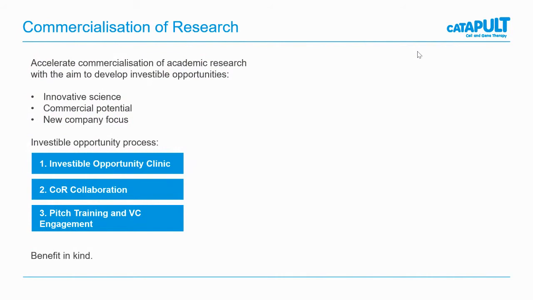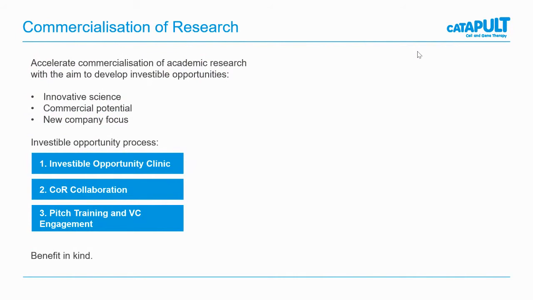And our investable opportunity process follows three stages. We start with the investable opportunity clinic. So basically what that means is our team of experts with different expertise, different backgrounds from the Catapult, arranges a meeting with the academic group, and they go through their materials, results, and processes to date.